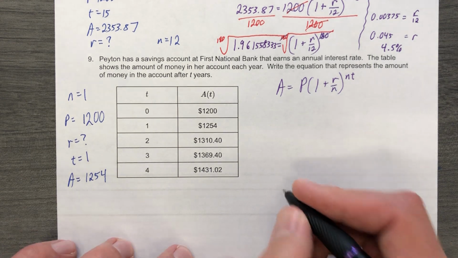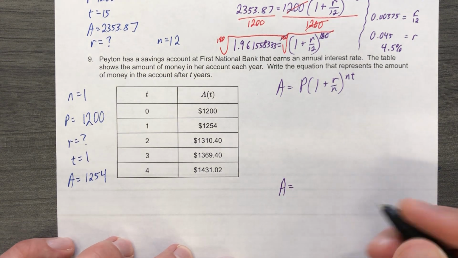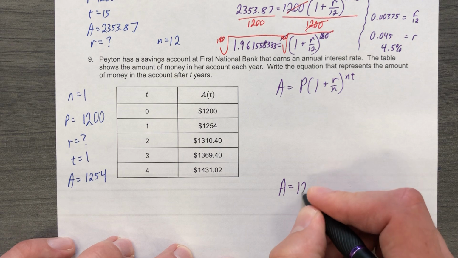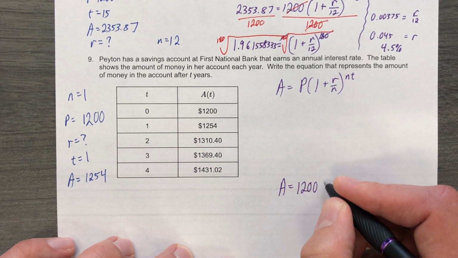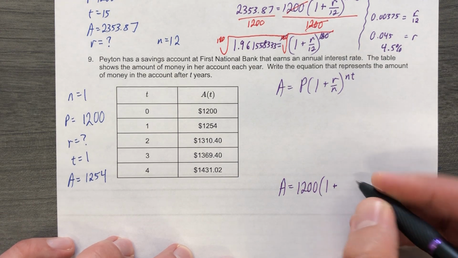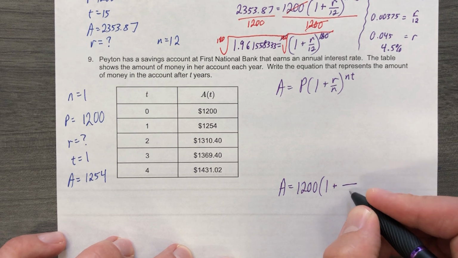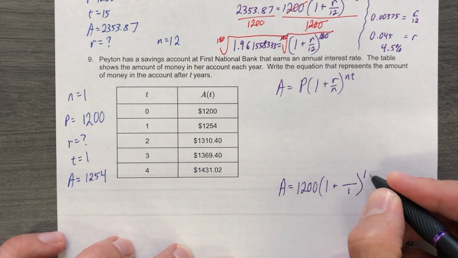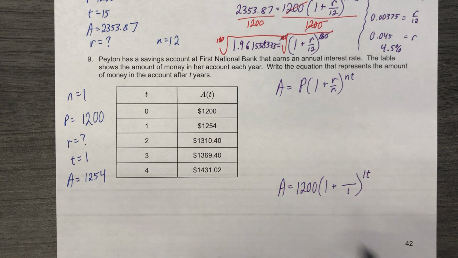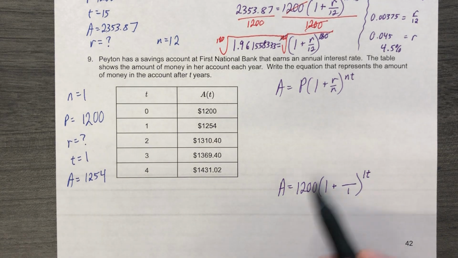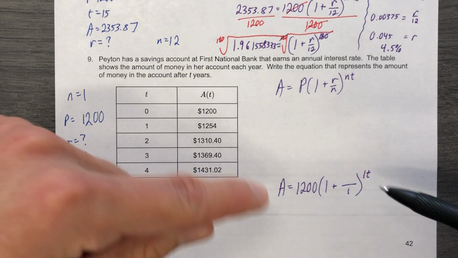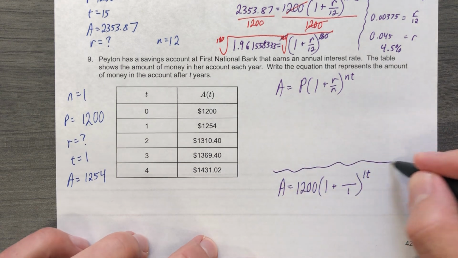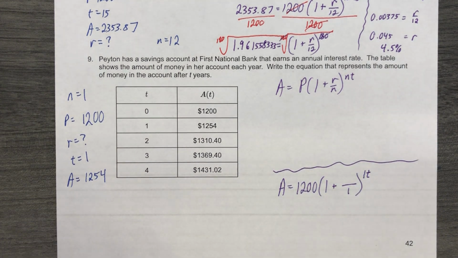So by the time we're done, we're going to have, the amount that Peyton has in her account is $1,200, and then 1 plus whatever we're about to get for the rate, and we're going to divide it by 1, and we're going to raise it to the 1t, some unnecessary ones. This is sort of my final answer. We're going to clean that up in a minute. So I'm aiming for this. Okay, that's why I left that gap there. All right, let's keep going.